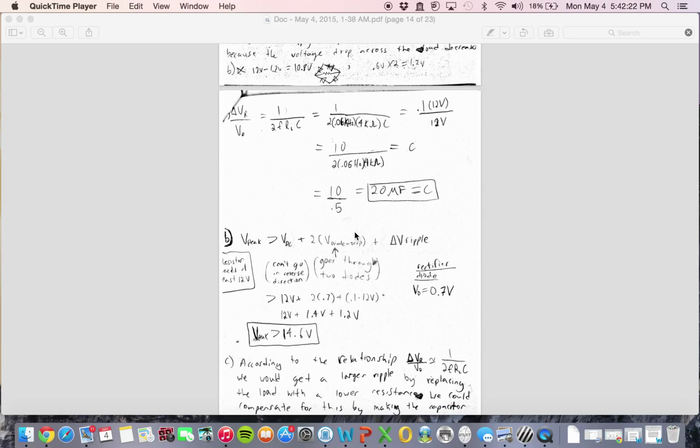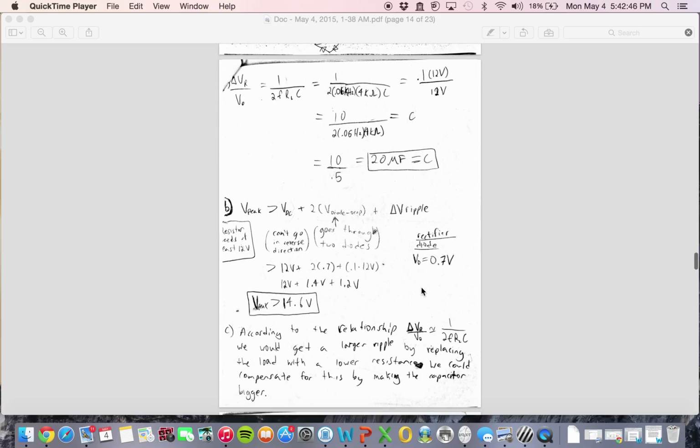And for part B, they give you a recipe in the book for this peak voltage, and what we're trying to do is get the resistor at least 12 volts, which is the last thing in the circuit. It's going to have to drop across the diodes, and there's going to be a voltage ripple, and it only goes through 2 diodes, even though there's 4 in the circuit, because it can't travel in reverse through those diodes.